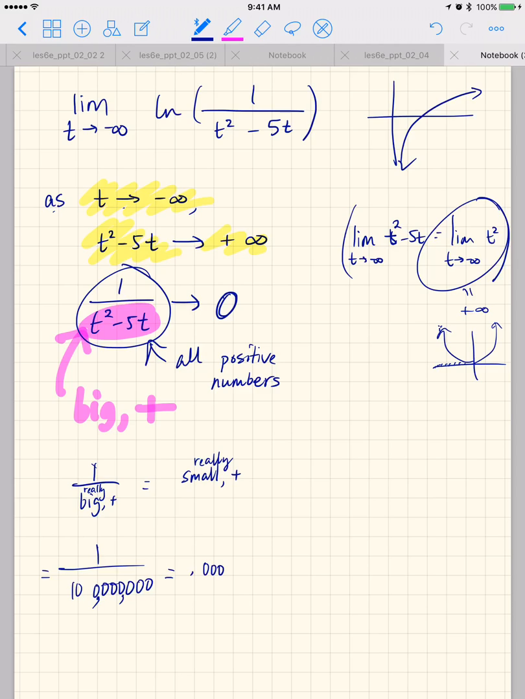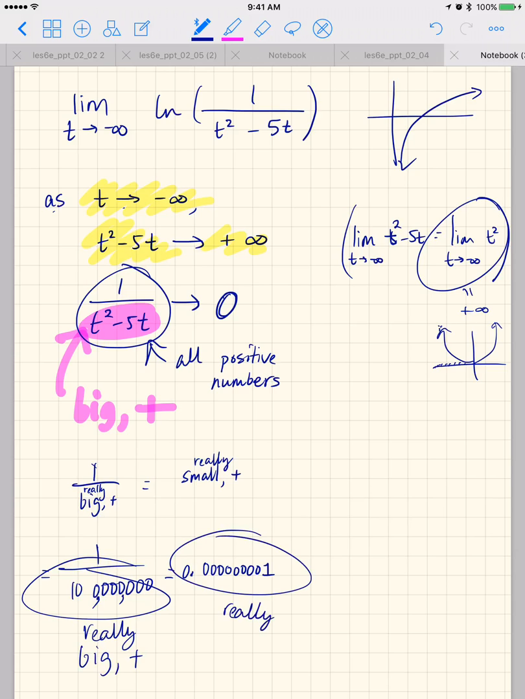This is 10 to the 6. We have 0.123456781, right? Really big and positive, and this is really small and positive. Okay, makes sense.